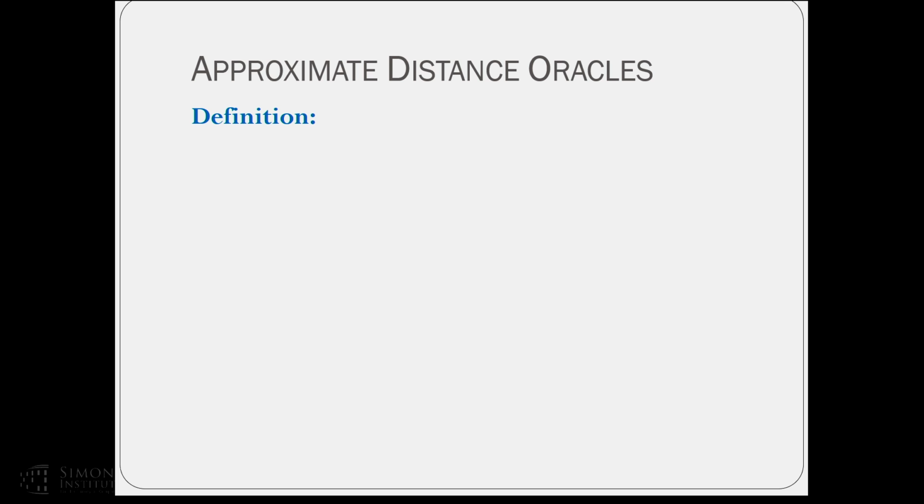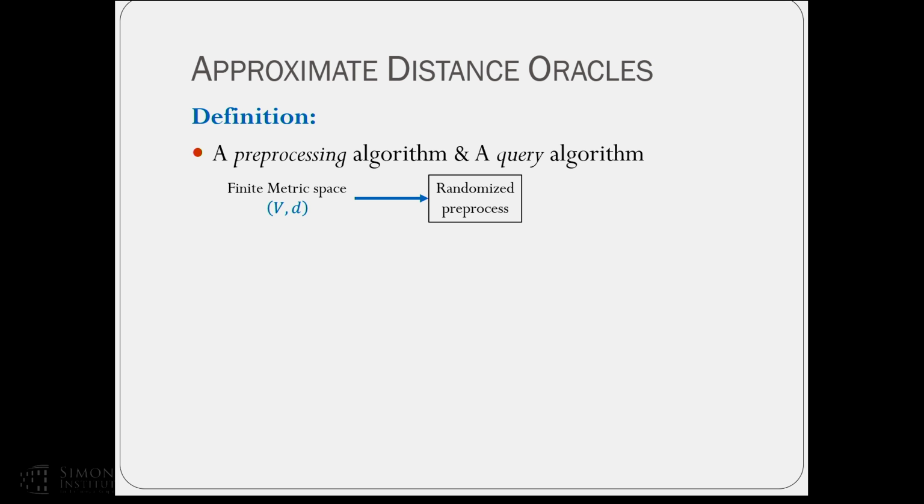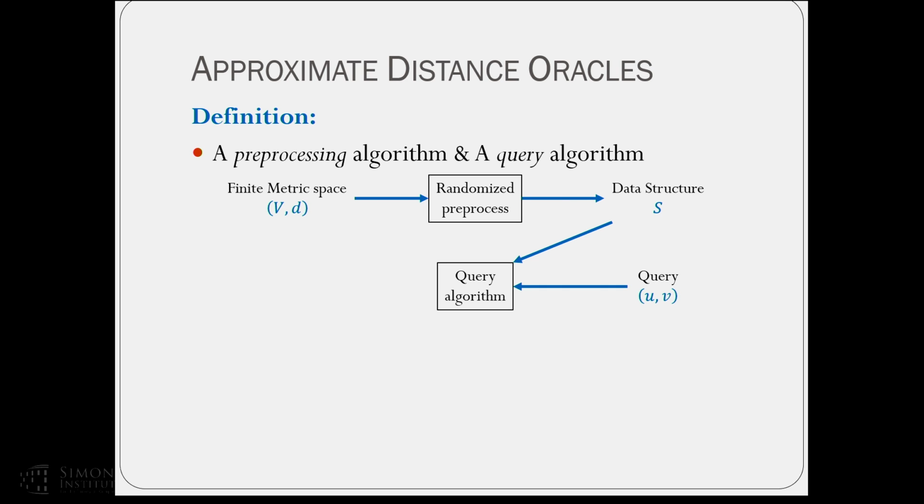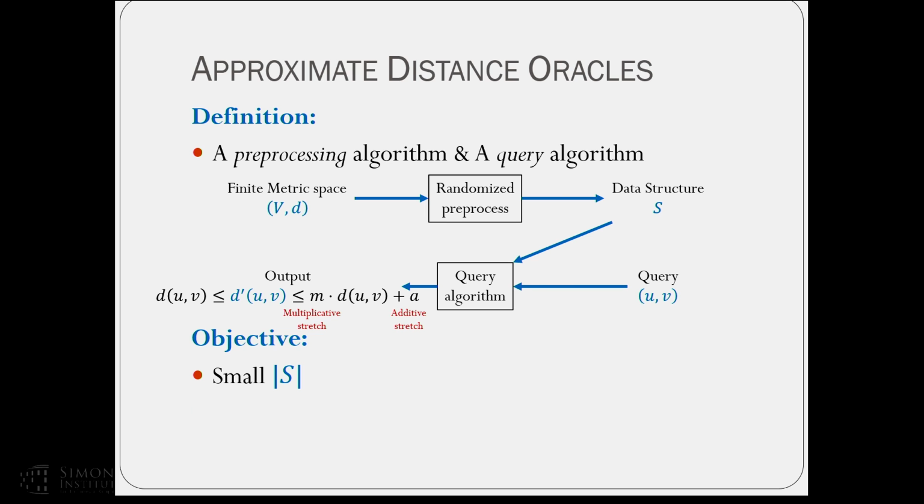So first, let's see the definition. An approximate distance oracle is usually a pre-processing algorithm and a query algorithm. We're given a finite metric space. The pre-processing algorithm outputs a data structure, and whenever it encounters a query (u, v), the query algorithm outputs a new distance d', which is bounded by the old distance. Here, m is called multiplicative stretch and a is called additive stretch. And the objective is quite obvious. So we want a small data structure which has fast query time and a small stretch.